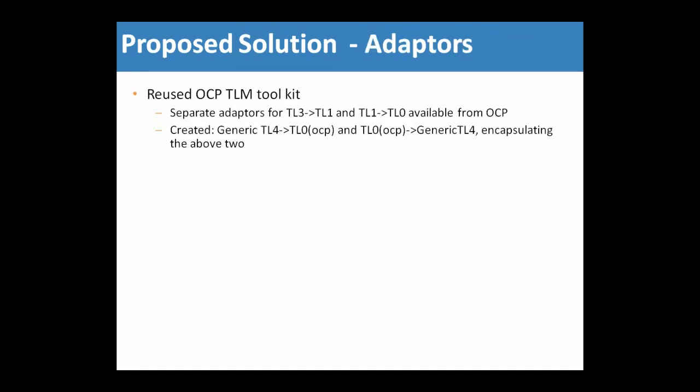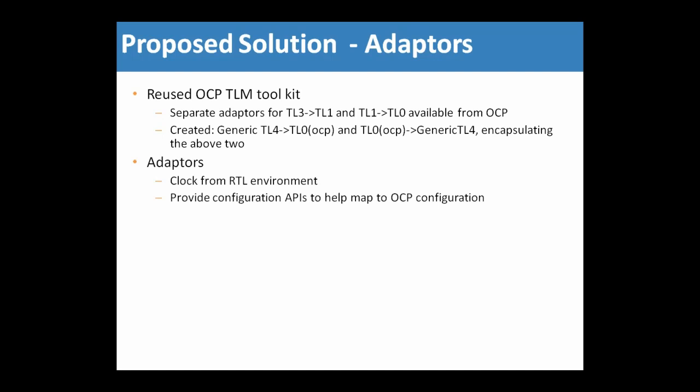So speaking about adapters, we reused a couple of adapters which were available from the OCP community as part of the OCP TLM toolkit. They have provided adapters for TL3 to TL1 and TL1 to TL0. So we essentially just bridged the gap by encapsulating those behind one adapter, which would take the generic TL4 commands, convert them into OCP TL3, and then use the adapters. And finally, the request translates into TL0.